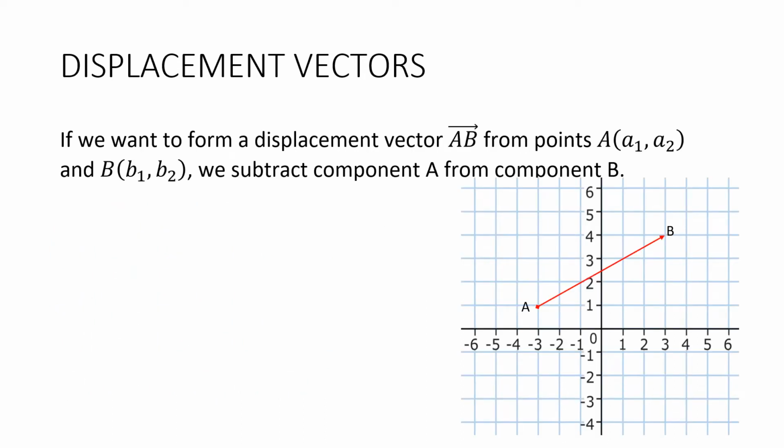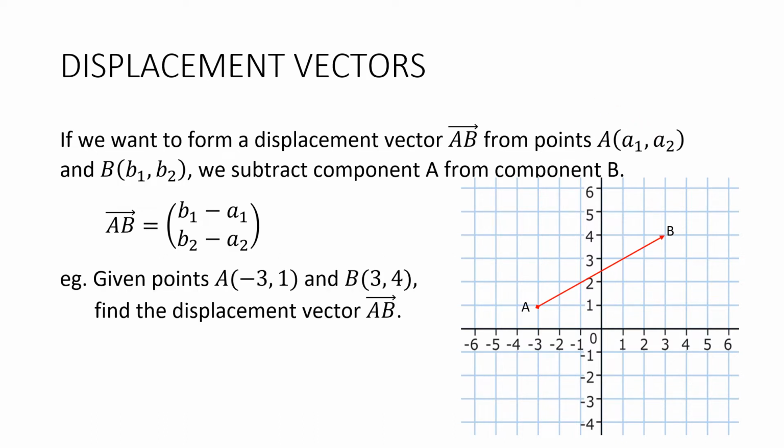Now, if we want to form a displacement vector from two points, what we do is subtract the beginning from the end. So if we've got the vector AB, we're going to do B1 take away A1, and then B2 take away A2. Here's an example. Given the points A(-3, 1) and B(3, 4), find the displacement vector AB. So all we're going to do is 3 take away negative 3, 4 take away 1. So the displacement vector AB is (6, 3). And look, it's just the rise and the run, isn't it?